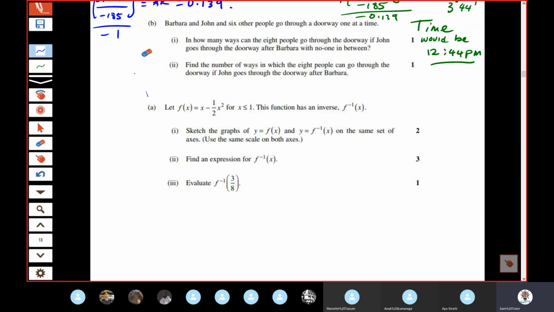Well, the way I interpreted it was, in how many ways can the 8 people go through the doorway if John goes through the doorway after Barbara? That means Barbara is definitely first. Or, it doesn't matter, even if she's somewhere in positions 2, 3, 4, 5, 6, 7, 8, I just assume she was first. Then John goes after her, and no one in between.